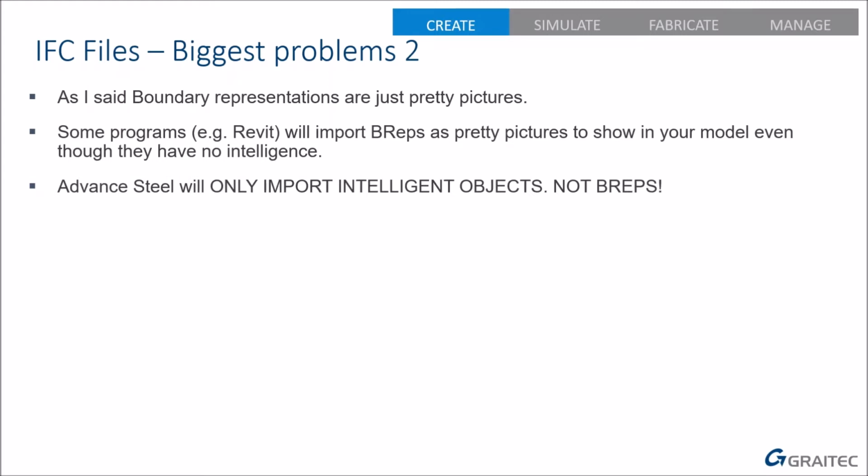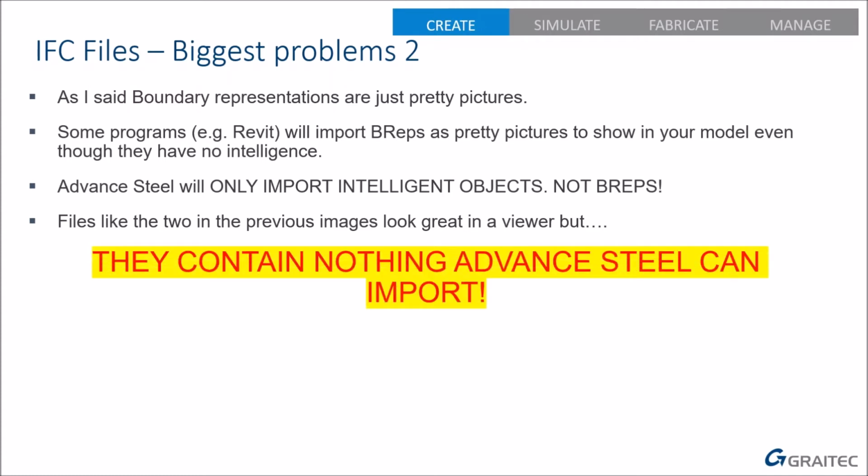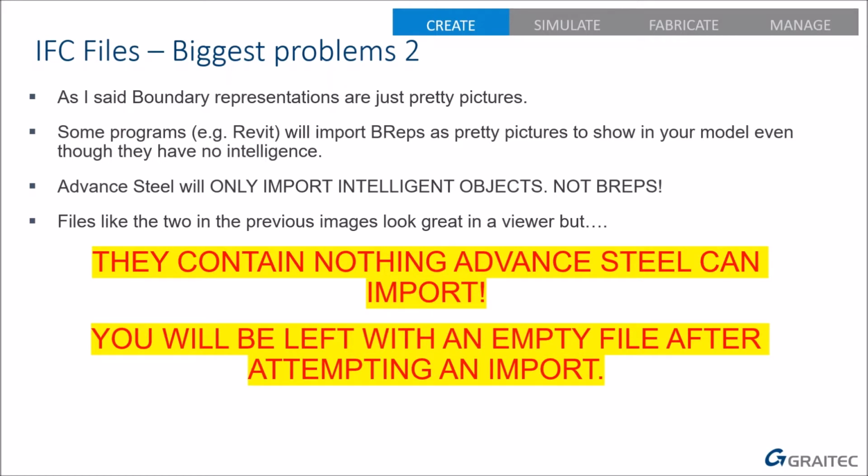Advanced Deal can only import intelligent solid objects. It cannot import BREPs. So therefore, although those last two files look great in the viewers, they contain nothing that Advanced Deal can import, because everything in those files is 100% BREPs. And you will be left with a completely empty file after you try and import that IFC. It's not Advanced Deal's fault. There's no intelligent data, and therefore nothing of much use to Advanced Deal.